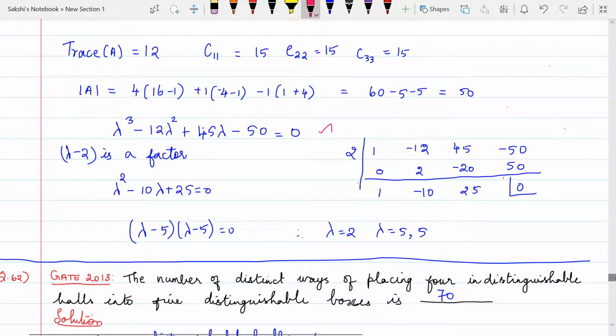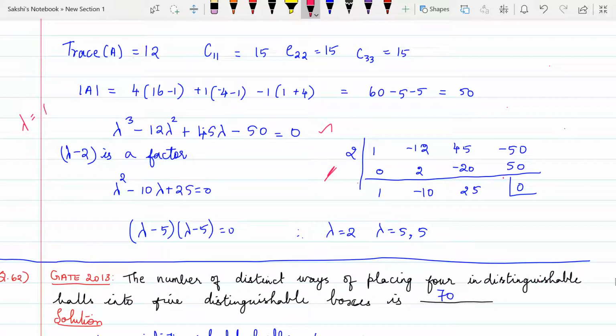Now this is a cubic equation. I have to solve this cubic equation and find my eigenvalues. In order to solve the cubic equation, I'm going to use this particular method. Before that, I have to find one factor. So how do I find a factor without knowing anything? I'm going to use a trial and error method.